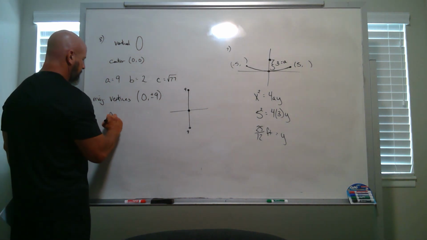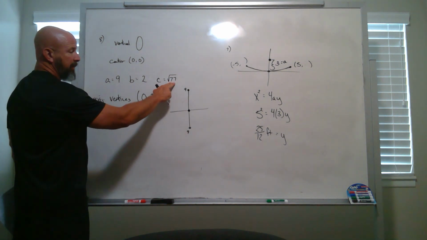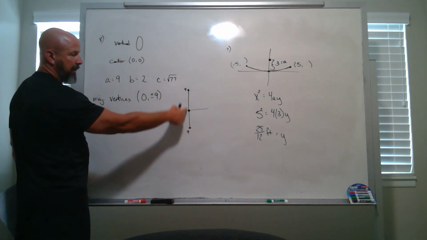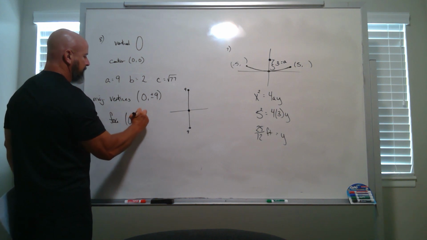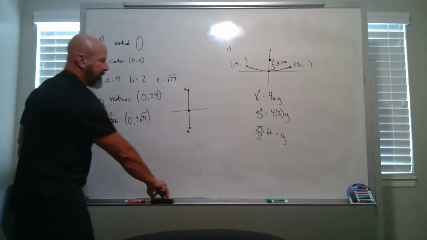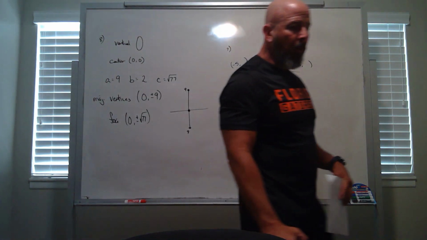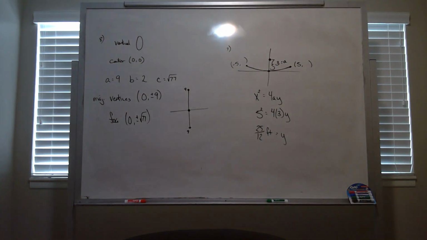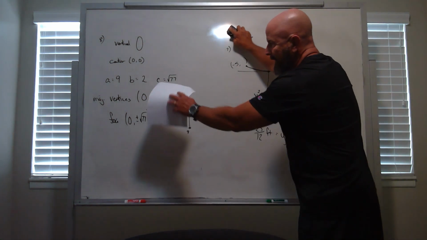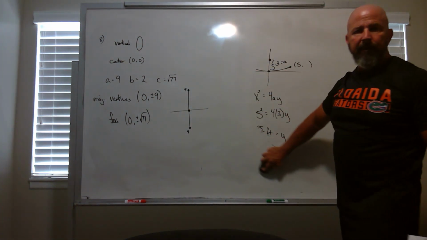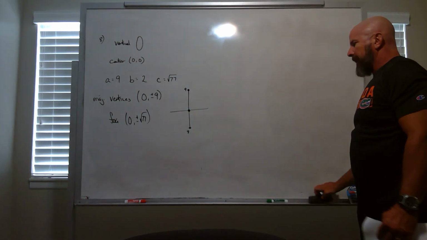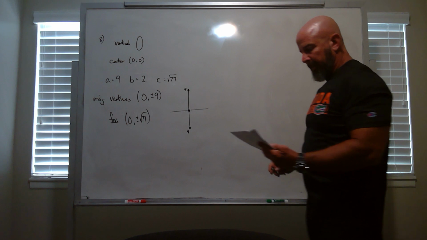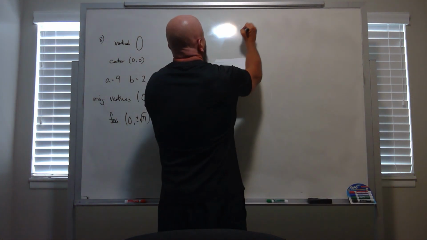Foci are C distance along that major axis. So I would have 0 plus or minus root 77. Or again, I could use a decimal. I could also write those as separate points, like 0, 9 and 0, -9. The plus and minus is fine, or separately is fine.